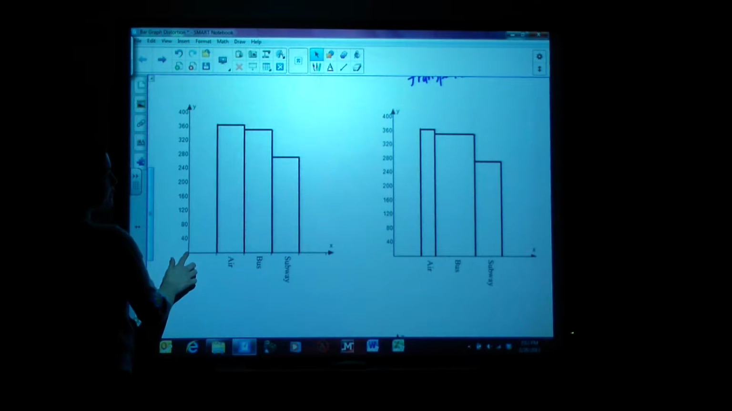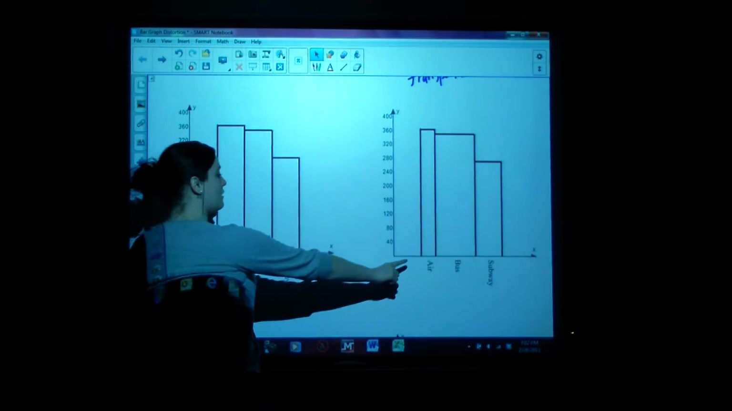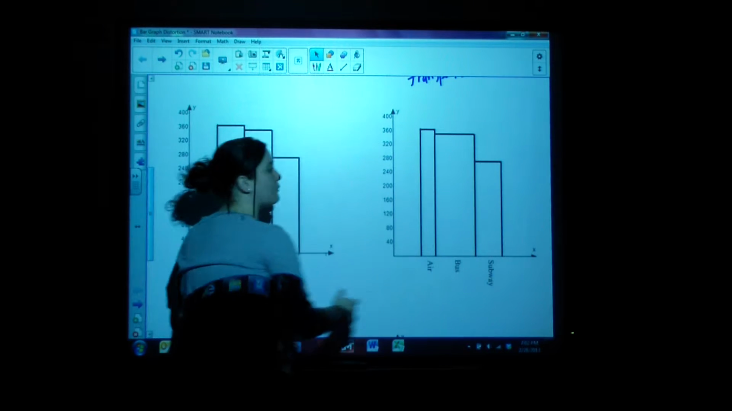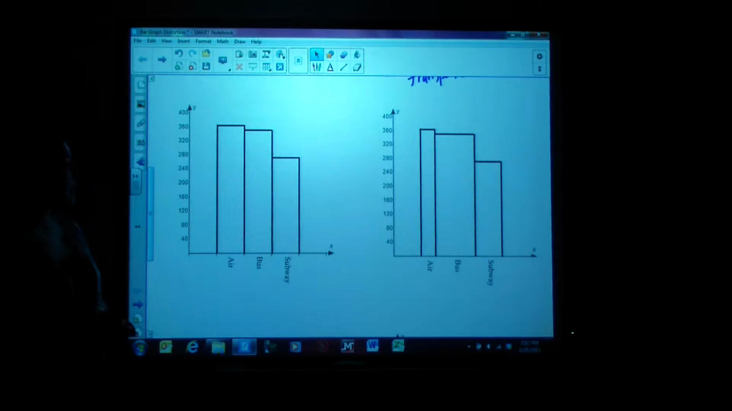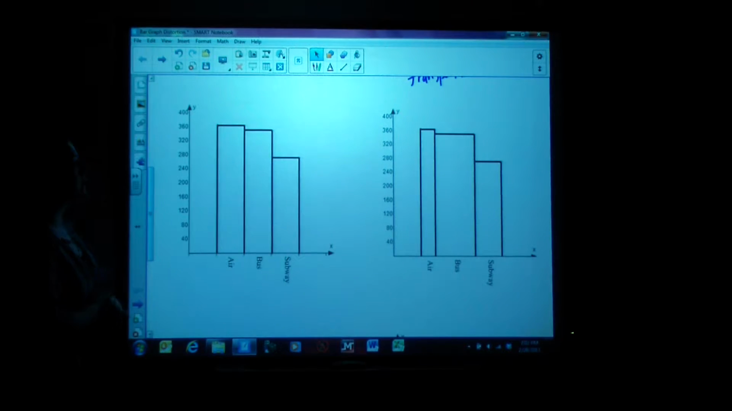Here's another graph of the same information. What do these graphs have in common? Well, let's look at the order. It goes air, bus, and subway. Same order. And if we look at the scales, we're still going from 0 to 400, counting by 40s. Okay, what is the difference?